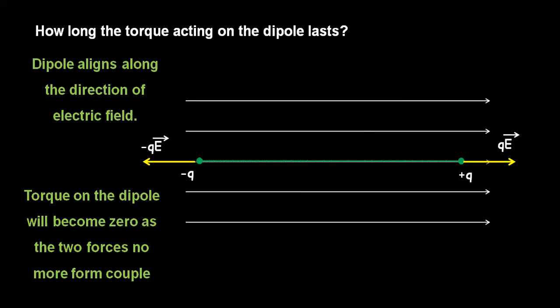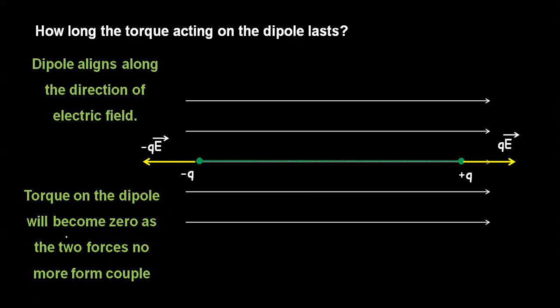dipole. So thus, whenever a dipole is placed in a uniform electric field, the net force acting on the dipole will be zero. A torque acts on the dipole, due to which the dipole aligns itself in the direction of the external field. Once the dipole aligns in the direction of the external field, there is no more couple acting on the dipole. Hence, the torque acting on the dipole will also become zero.